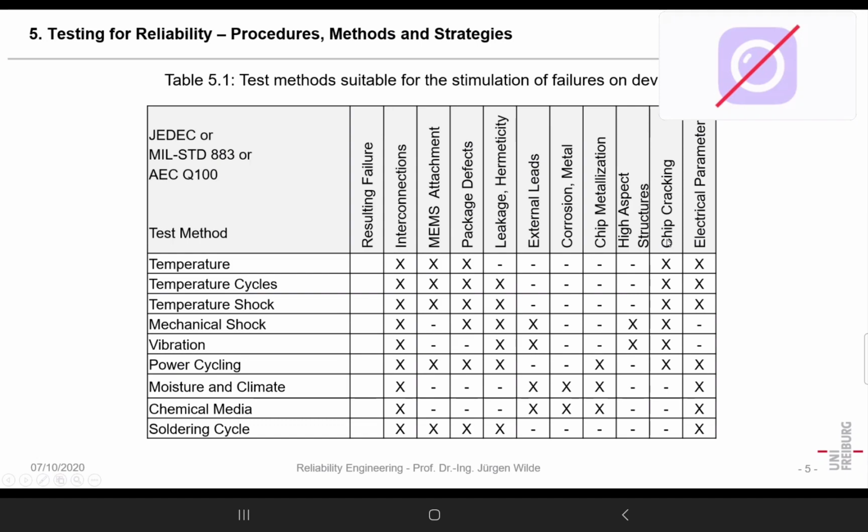Chip cracking is something which is happening often. So you can say often you have either the attachment failing or the chip failing. And what also is often affected is electrical parameters. These testings can also have an influence on the device performance and the functional behavior, and that can be both in a way that it leads to failure, but it can also lead to some fault.